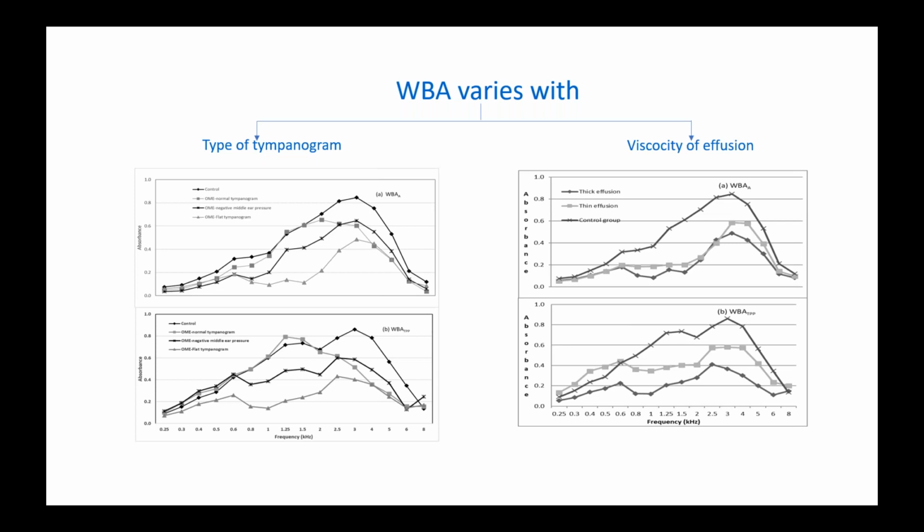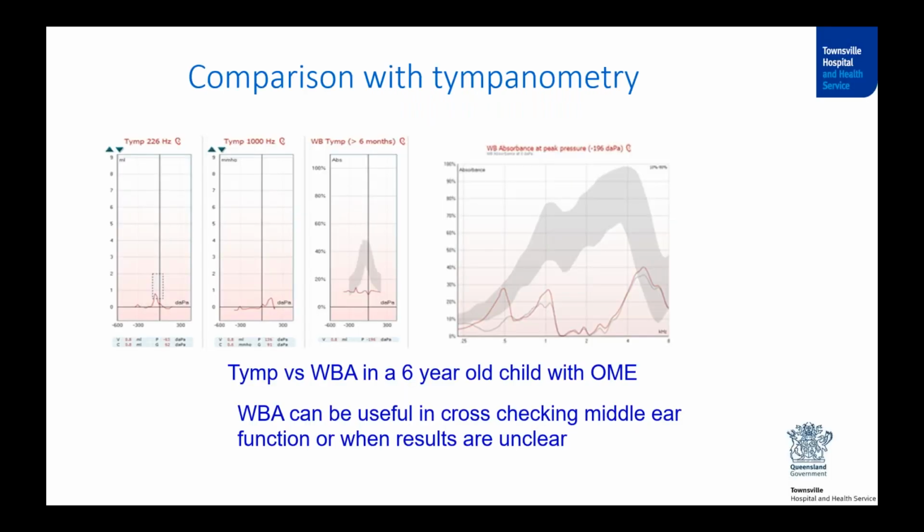That is, if there is thick effusion, they are prioritized for surgery, whereas if it's an older child with a thin effusion or a serous effusion, probably we can wait and watch. So that's the only implication. There's not many studies that I could find about the viscosity of effusion and the audiological results. So I'm just going to give a couple of examples before I stop here.